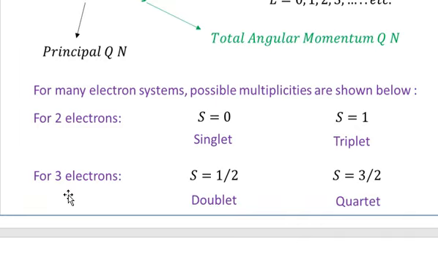For 3 electrons, we have 2 possible values: either capital S is equal to 1 by 2 or capital S is equal to 3 by 2. When capital S is equal to half, the multiplicity is 2. That is why the system is called a doublet system. When S is equal to 3 by 2, then of course the multiplicity will be 4, and this system is called the quartet system. So for 3 electrons, we have the doublet system and the quartet system.